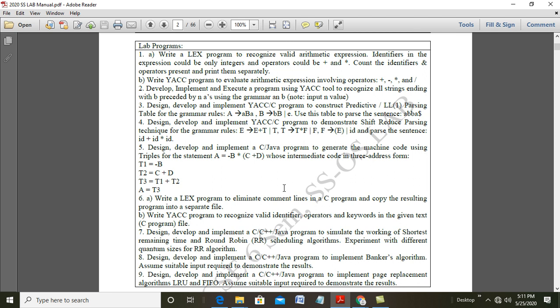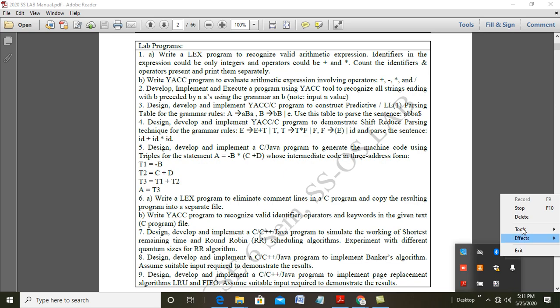And 7, 8, 9 again are operating system concepts, right? So this is the basic overview of your system software and operating system lab, and in the next video we'll be checking each lab program, its syntax, its logic, and what the final outcome of the program is. So each program will be continued in the upcoming classes. So thank you for watching the introduction of your system software and operating system lab.